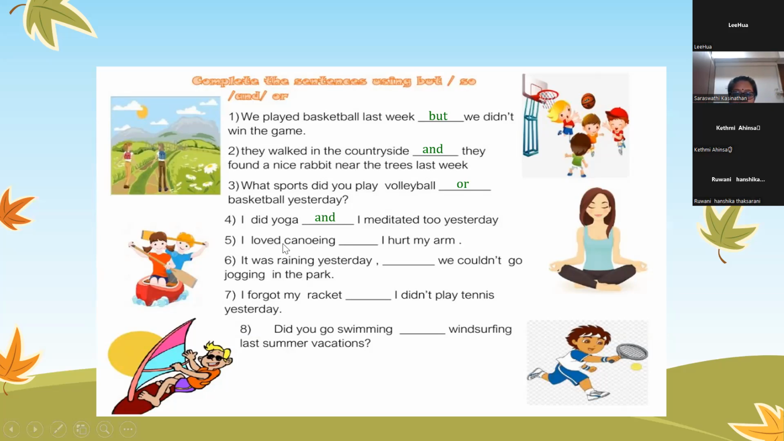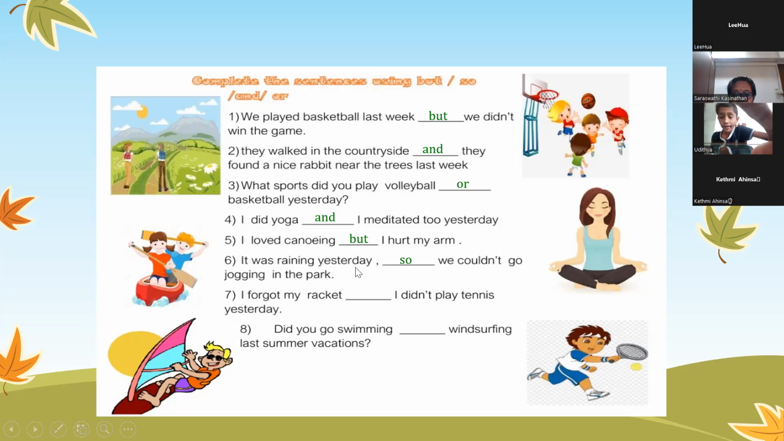Number 5. I loved canoeing. Yes, I love canoeing, but I hurt my arm, so I can't canoe, right? Okay, number 6. It was raining yesterday. We couldn't go jogging in the park. I forgot my racket. Very good.